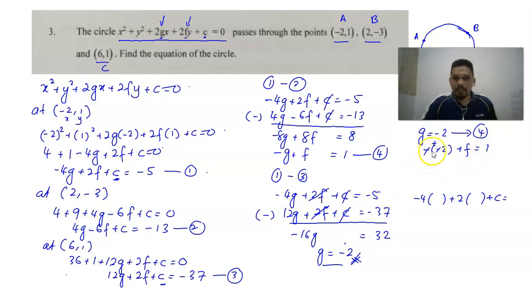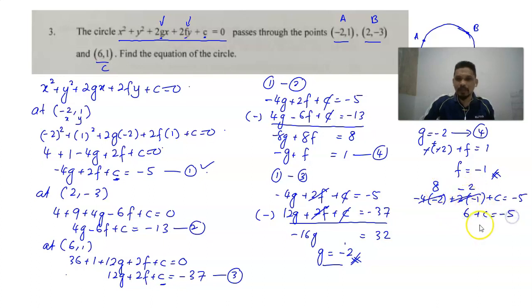So then this is 2 plus f equal to 1, then f equal to 2 here become negative, so 1 minus 2, negative 1. Okay, now it's time for us to substitute g and f into equation 1. Negative 4 times g, negative 2. 2 times f, f negative 1, plus c equal to negative 5. So they come out with 8, and this is negative 2. So 8 minus 2 equal to 6, plus c equal to negative 5, then c is negative 11.